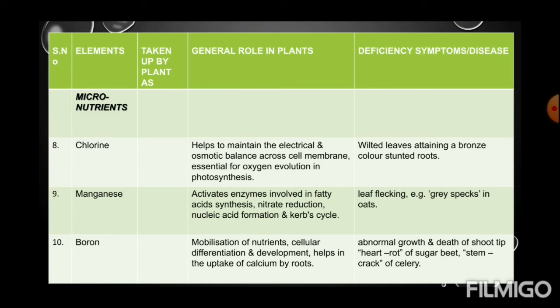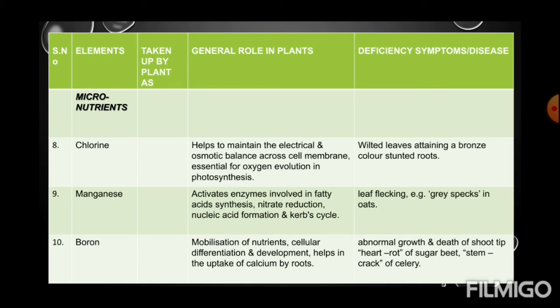Now, if chlorine deficiency occurs, the leaves will wilt and a bronze color appearance will be seen in the roots and the leaves as well. Manganese is taken in the form of manganese ions. They activate enzymes. Again, they give a medium for the enzymes to get activated, and they help in the formation of fatty acids. They help in the formation of nucleic acid, and they play an important role in a physiological cycle in plants known as the Krebs cycle. You are going to study it in the next to next chapter, that is respiration in plants.